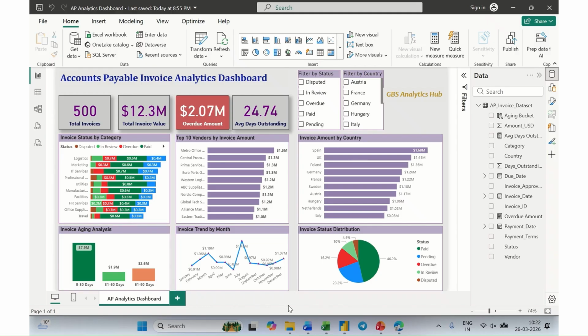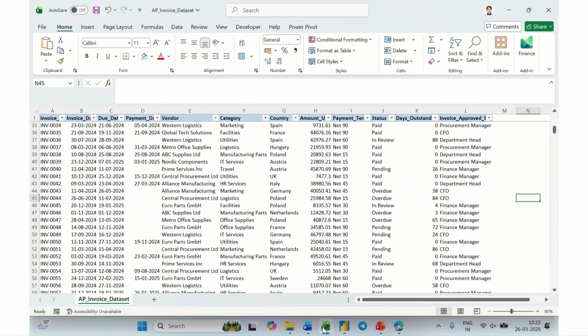Before we explore the dashboard, let us quickly look at the dataset behind it. We are working with 500 invoice records, covering the full calendar year 2024 across 10 European countries including the UK, Germany, France, Spain, Poland, Hungary and others. Each invoice record contains 12 data points: invoice ID, invoice date, due date, payment date, vendor name, spend category, country, invoice amount, payment terms, approval status, payment status and days outstanding.